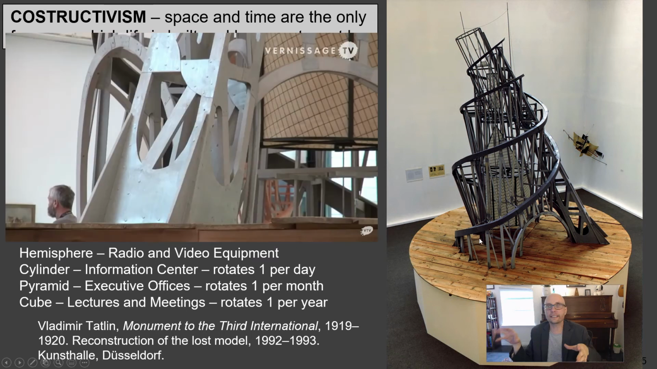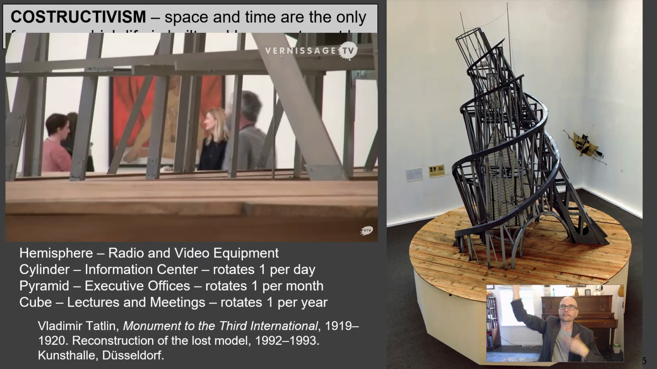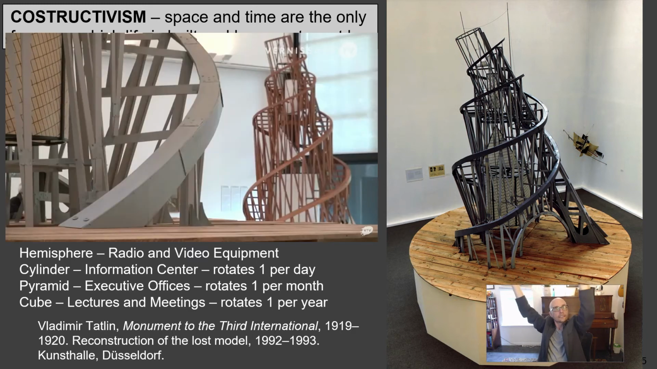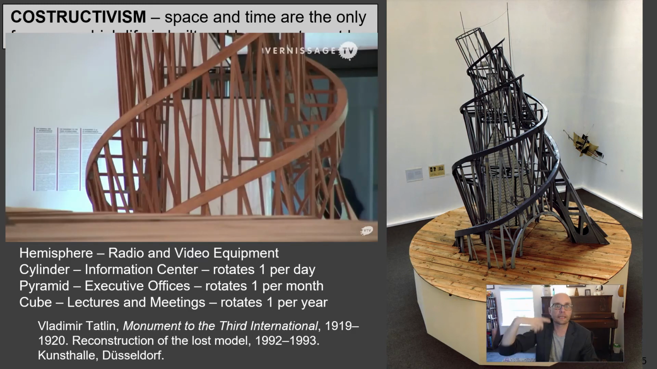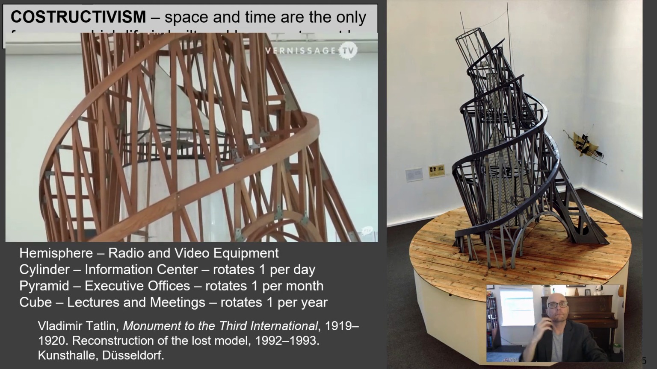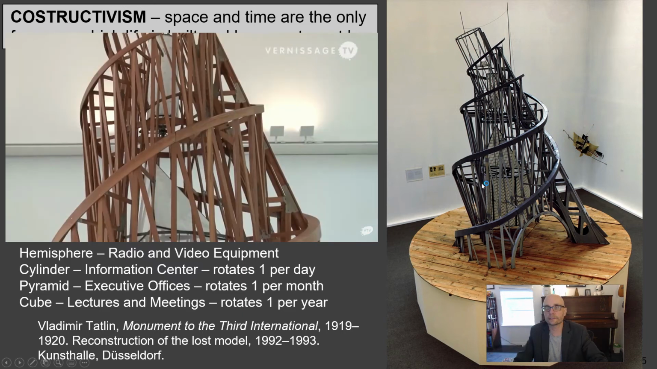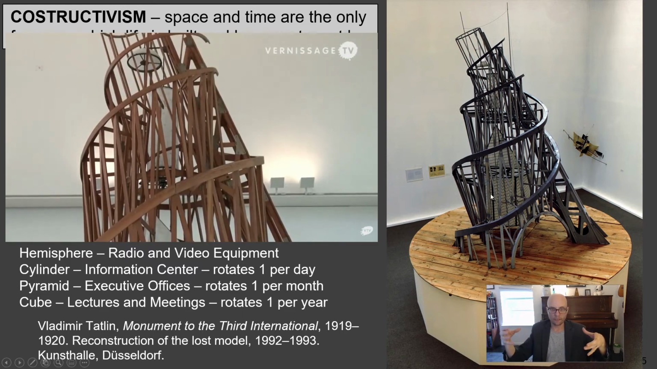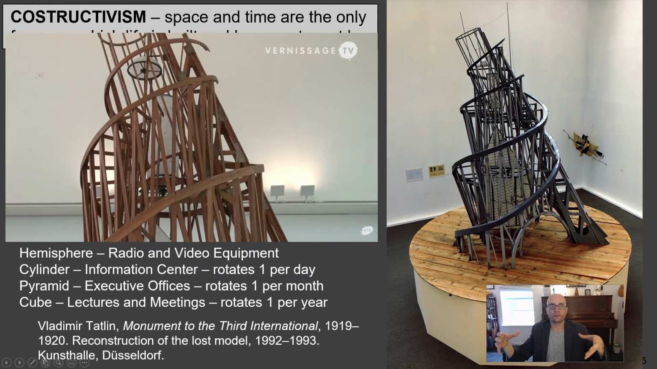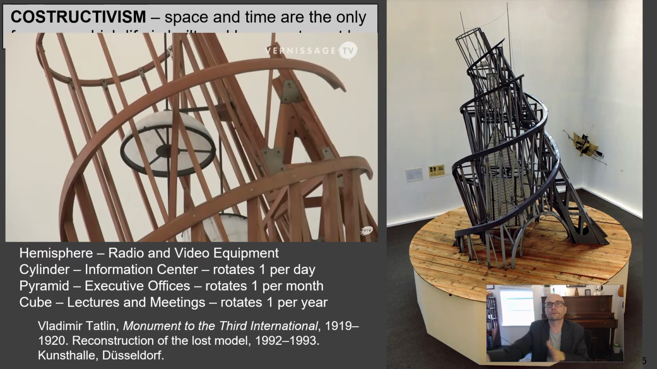But it's this crazy spiral, implying this idea of ascension, this idea of growth, this idea that literally the sky's the limit. And it's made up of all these prefabricated modern metal parts. But then it's the buildings themselves that are just absolutely bonkers, because the bottom was a cube. And the idea is it rotated once per year. And this was where lectures and meetings were going to be held.